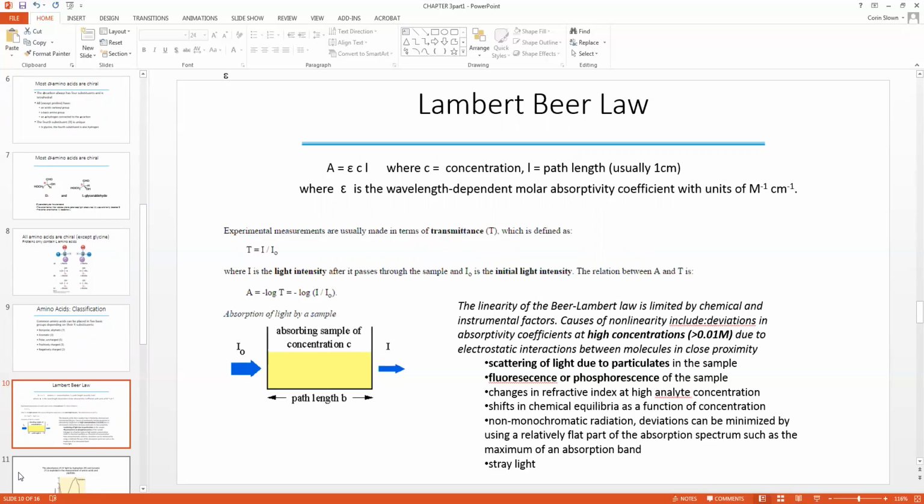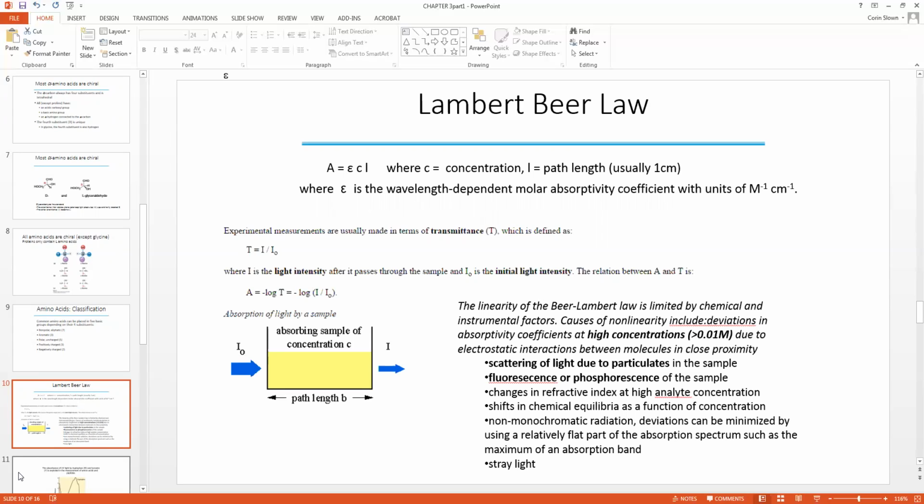Well, our experimental measurements are usually made in terms of transmittance, which means I shine a beam of light, and I have my initial light intensity I naught coming out of my spectrophotometer, and then that sample of light is absorbed by our concentration of whatever liquid we're using, and then what comes out is what I measure. So the light intensity I is what's coming out. I can relate those two in terms of transmittance, where T is equal to this ratio of I over I naught, and absorption is going to be equal to the negative log of T.